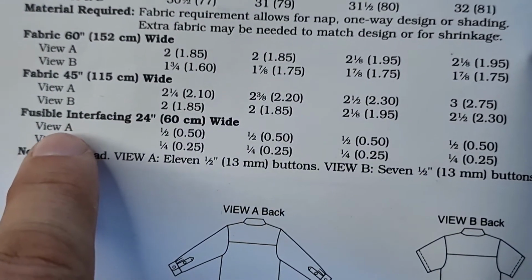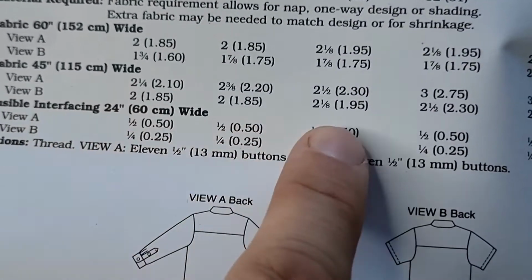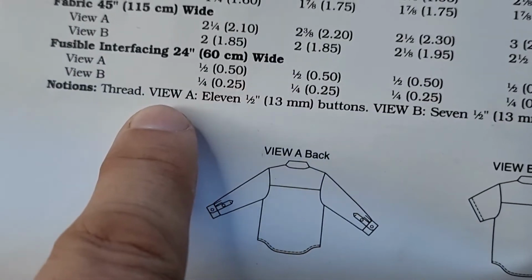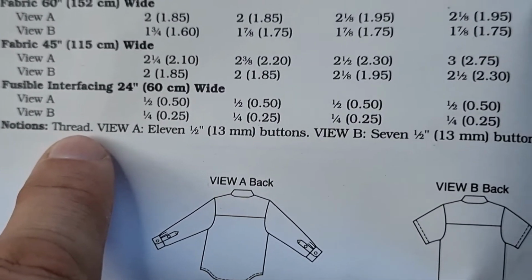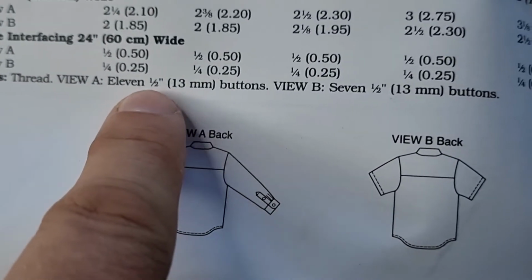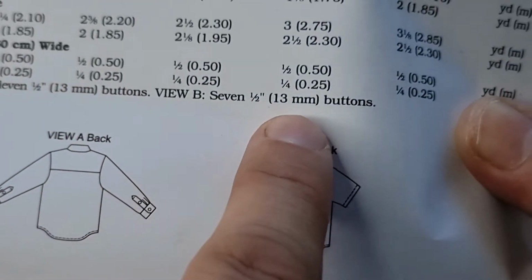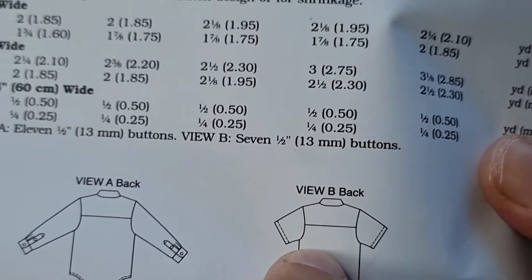It also says that you need fusible interfacing, which is at least 60 centimeters wide, and it tells you how much you need for that as well. And then at the bottom, what other bits and pieces you need, like thread. If you're making the full size shirt with the long sleeves, you need 11 buttons, and only 7 if you're actually making the short sleeve shirt.